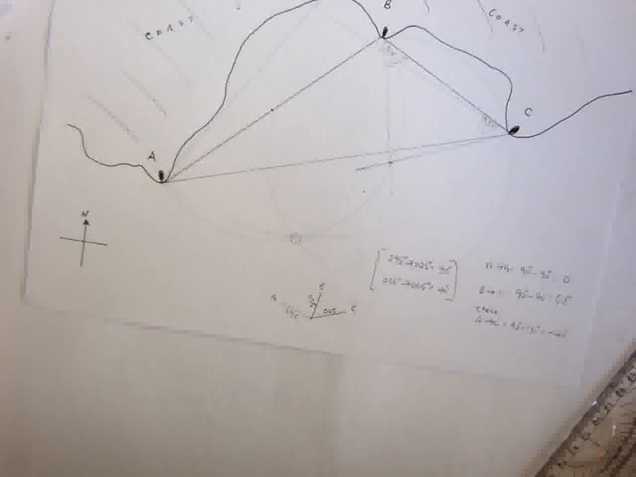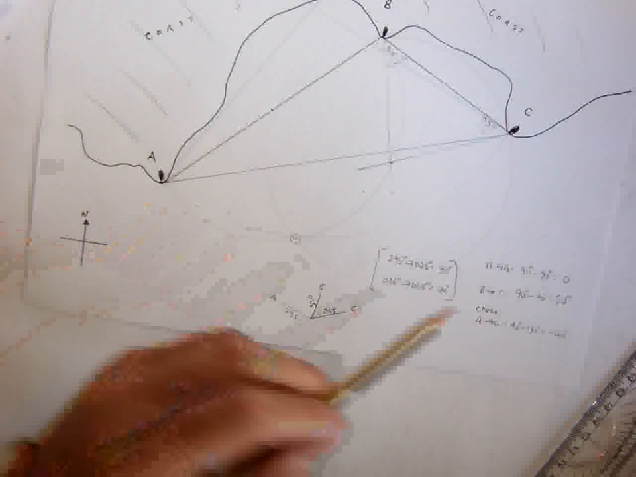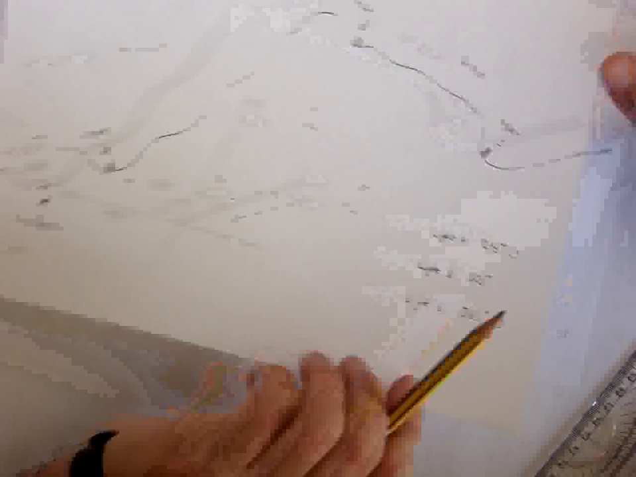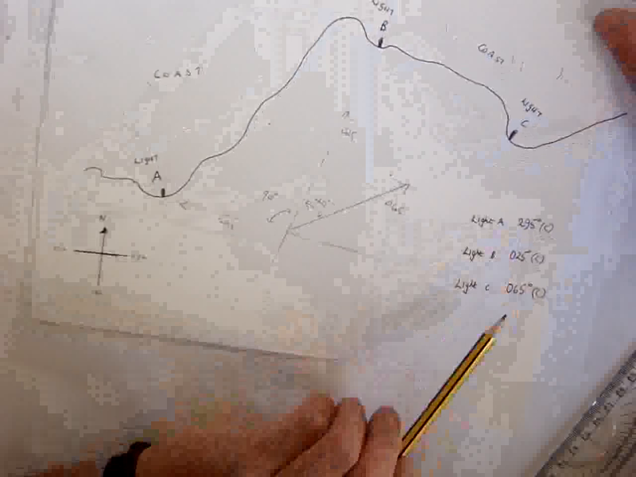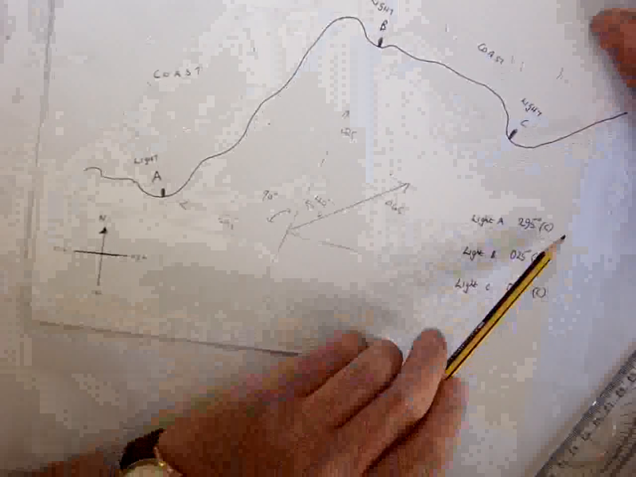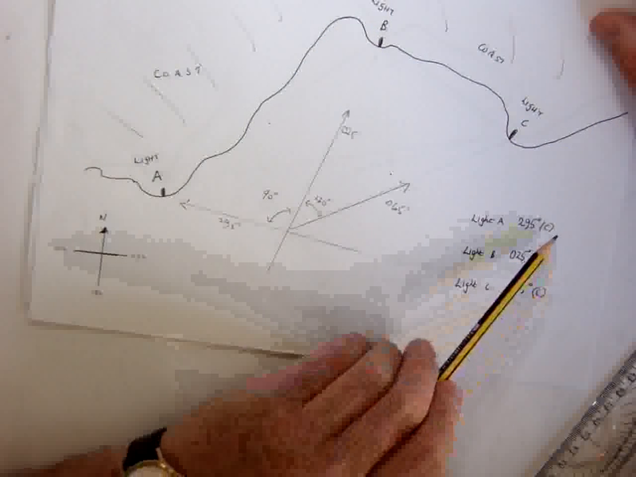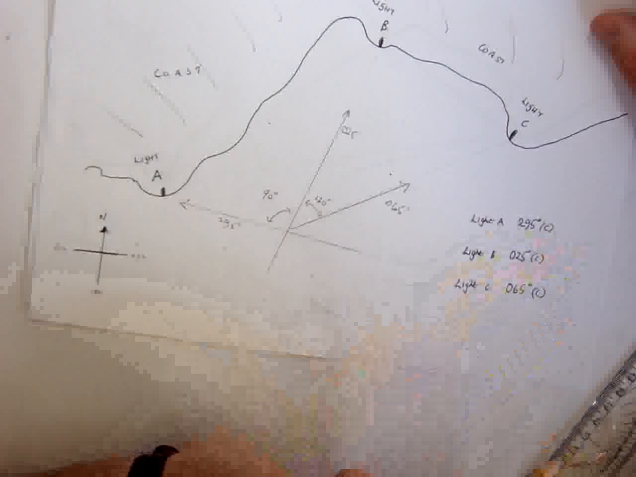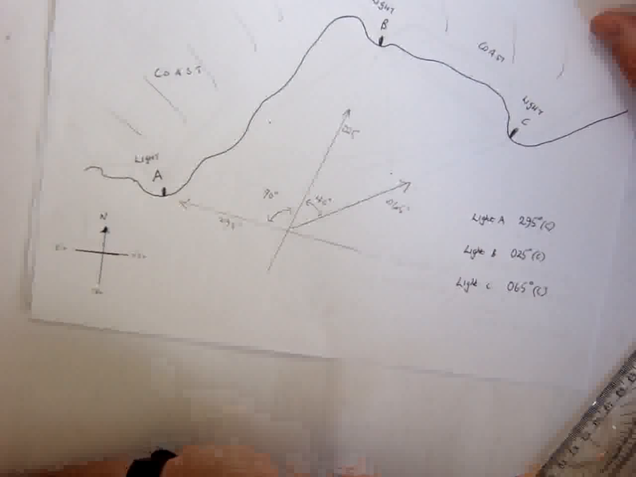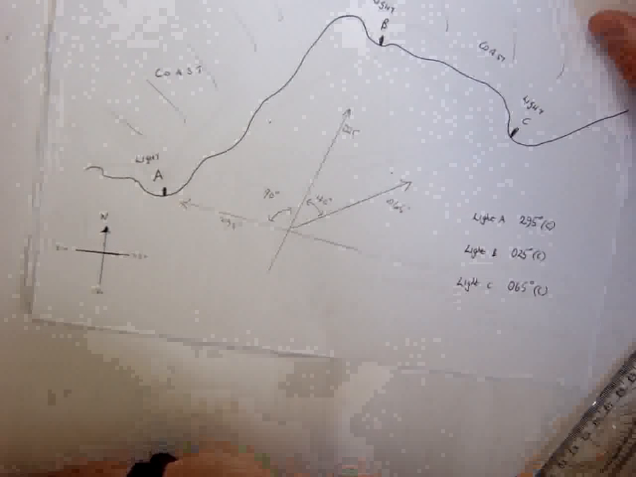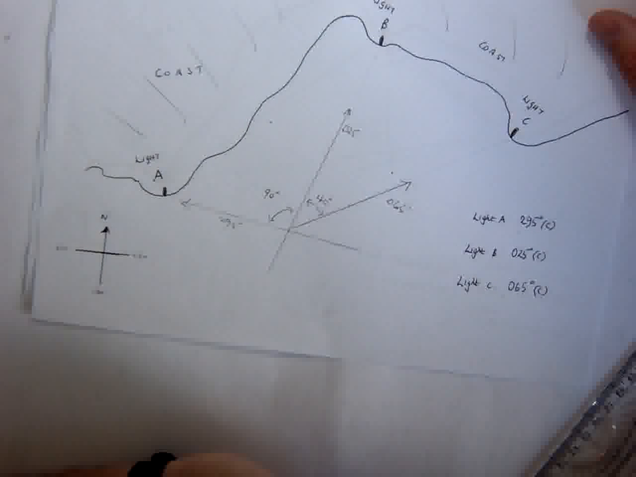And you should find that the compass error for each A, B and C, 295 compass, 025 compass, 065 compass, the compass error, in other words the difference between compass and true for each one, should be the same. And that's how you solve the problem when you're given 3 compass bearings.